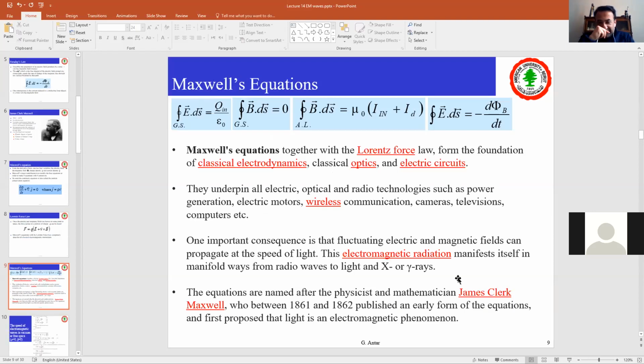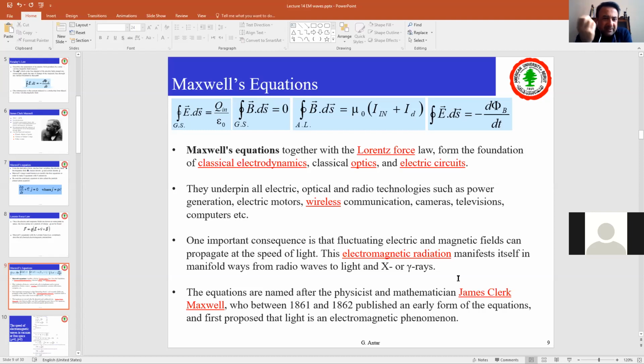So we have these four equations. Maxwell's equations together with the Lorentz force form the foundation of classical electrodynamics, classical optics, and electric circuits. The reason why this lecture is very important is that usually Physics 11 is given in parallel with circuits.